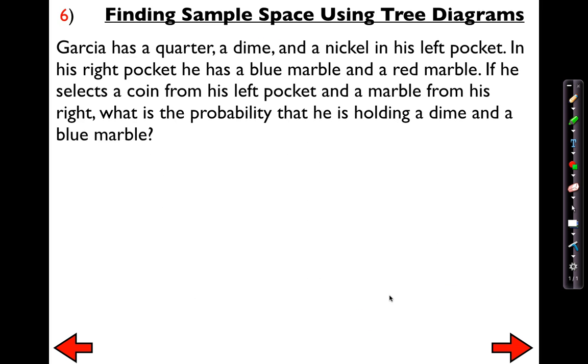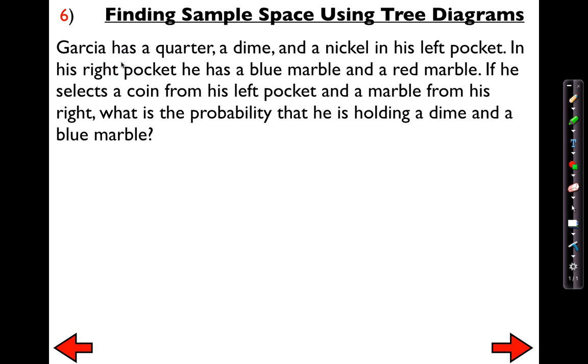Okay, so now moving on to number 6. It says, finding sample space using tree diagrams. Garcia has a quarter, a dime, and a nickel in his left pocket. In his right pocket, he has a blue marble and a red marble. If he selects a coin from his left pocket and a marble from his right, what's the probability that he's holding a dime and a blue marble?